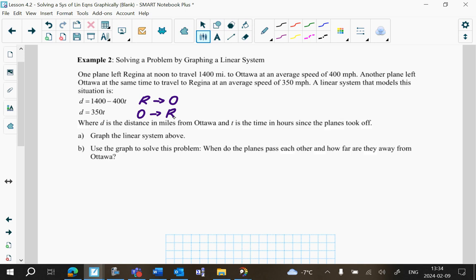But then every hour, the distance gets 400 miles less. This one leaves Ottawa. Well, its distance from Ottawa when it leaves is 0 because it's at Ottawa. And then it starts traveling to Regina. Every hour, it puts on 350 miles. Okay? What we want to do is graph this system. And from that system, we want to see when the planes passed each other.